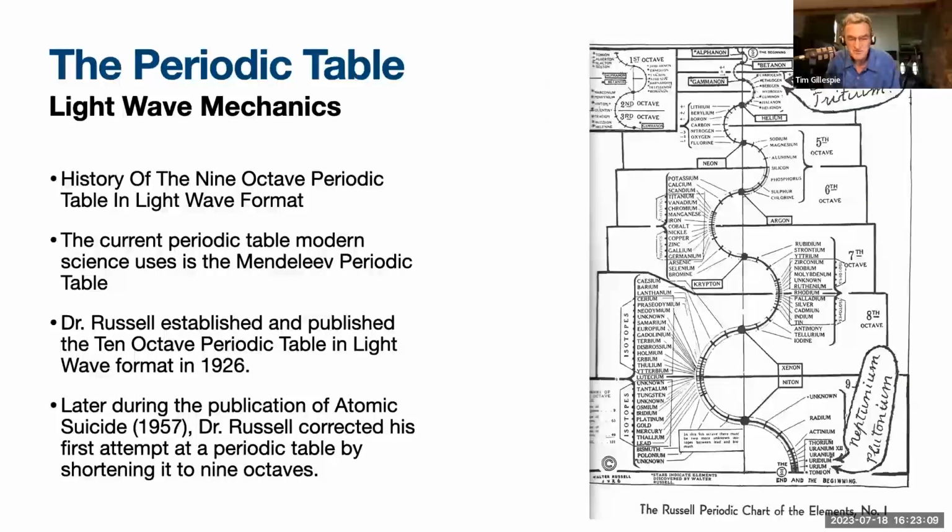Later, during Atomic Suicide in 1957, Dr. Russell corrected his first attempt and changed it into a 9-octave periodic table, which is what we use today. The world still uses, the scientific community still uses the Mendeleev table. But if you use the periodic table in lightweight format, I think you'll quickly find that it is far superior for several different reasons.